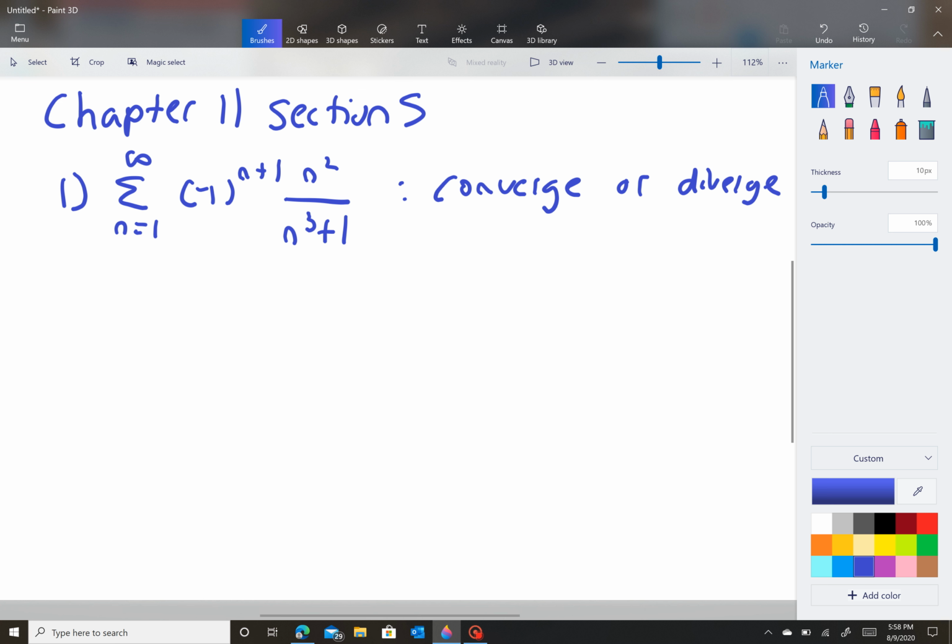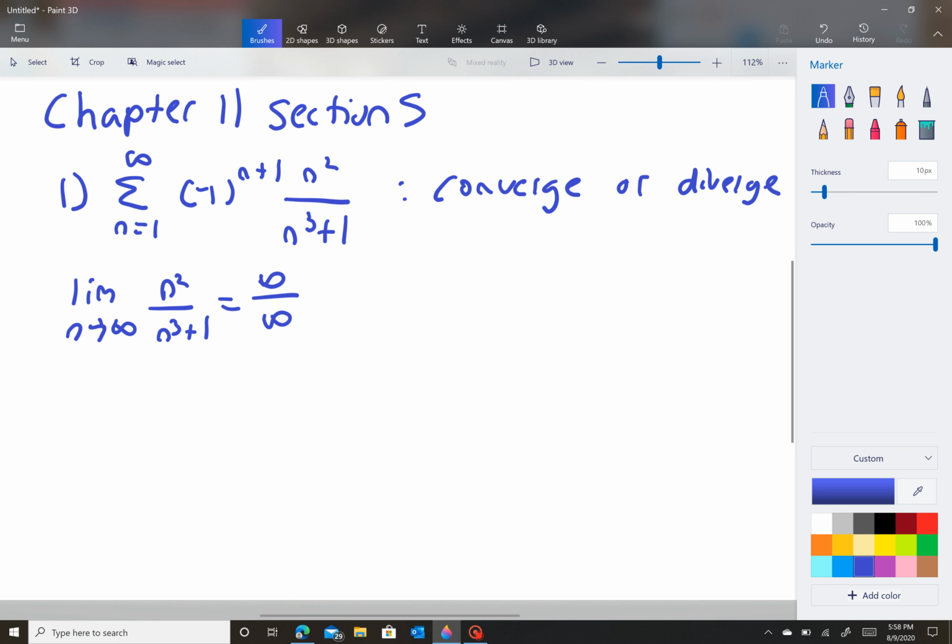So I'm going to start off by taking the limit of this. Let me erase that and write it again. The limit as n approaches infinity of n squared over n cubed plus 1. As I plug in infinity for n, that's going to be infinity over infinity.